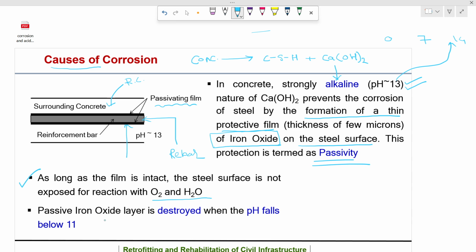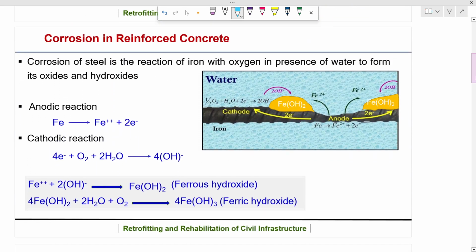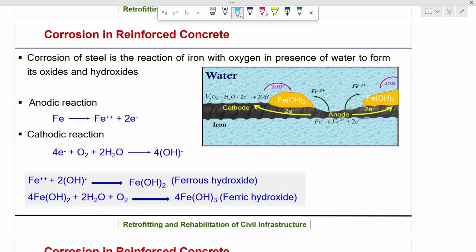When your pH falls below 11, the passive layer gets destroyed, and the steel is now exposed to water and oxygen.